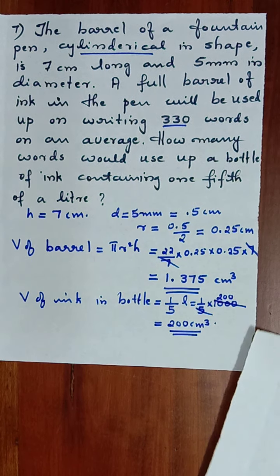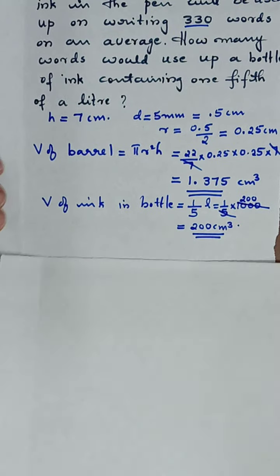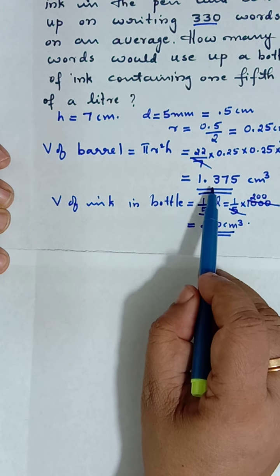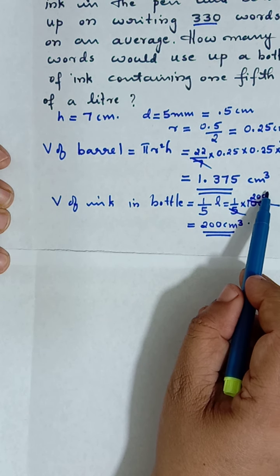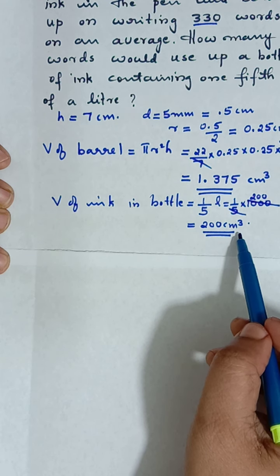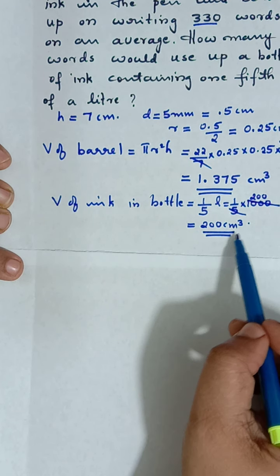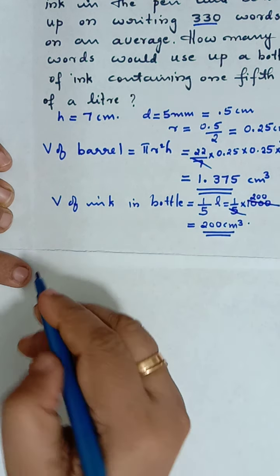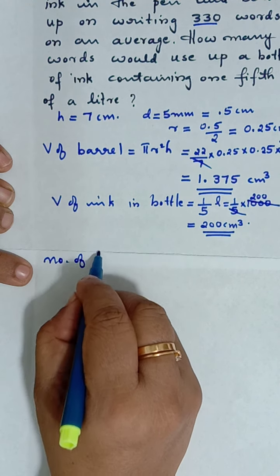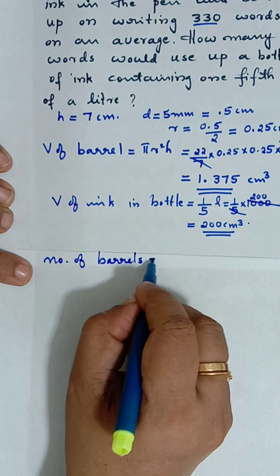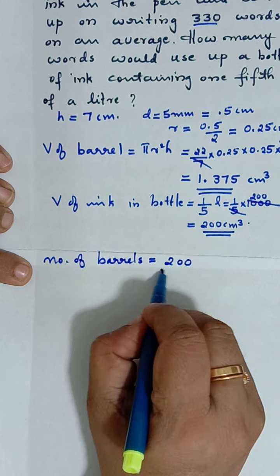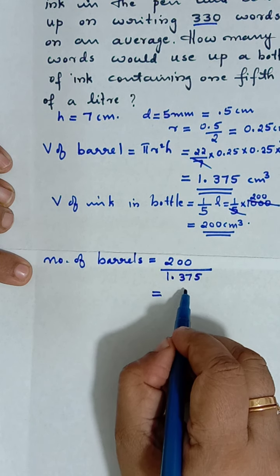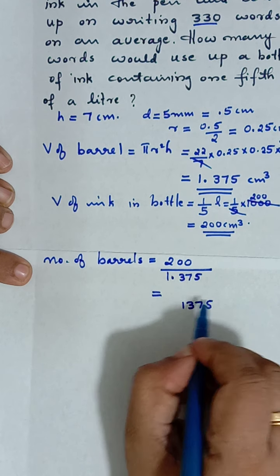So, how many such barrels are there? We have to find out next. How do we do that? Here we have found the volume of the barrel equal to 1.375 cm cube. The volume of ink in the bottle is 200 cm cube. This is the total volume of ink we have. In one barrel we can have only this much. So the number of barrels equals this total volume divided by the volume of one barrel. Better you can remove the decimal and cancel. That is better. Try it.